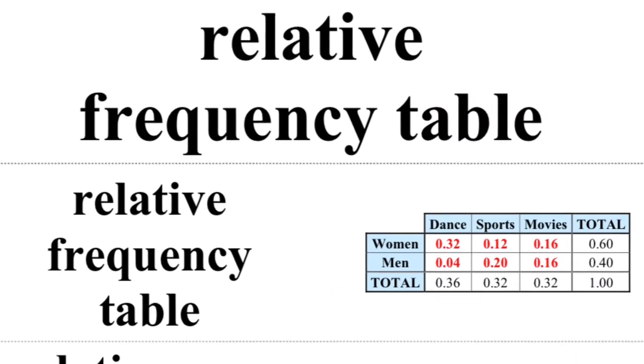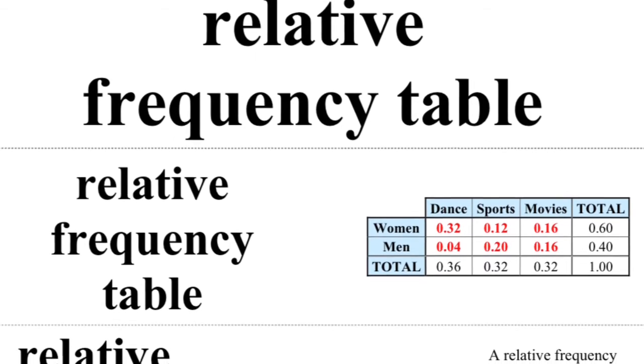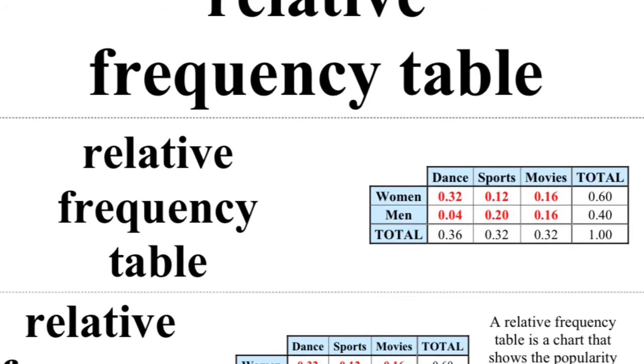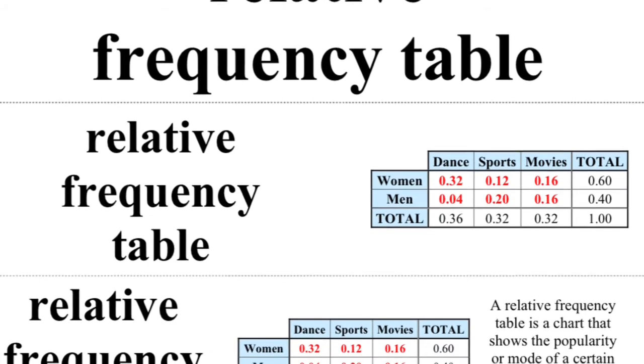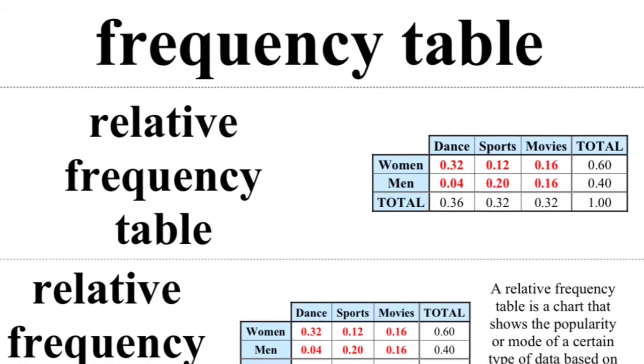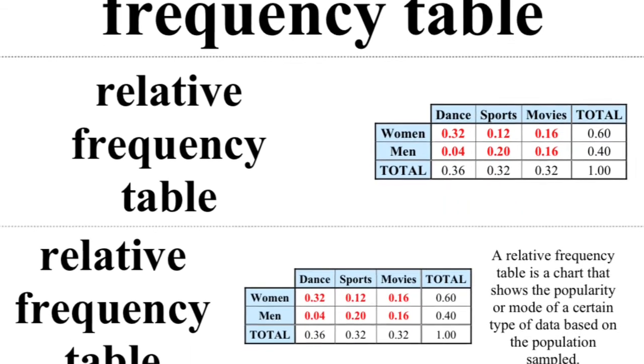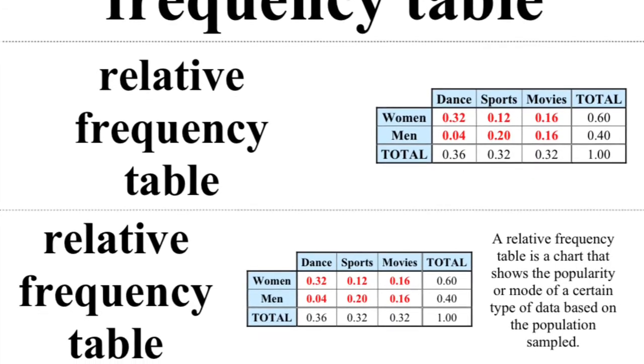A relative frequency table is usually a chart that represents a group of people being surveyed. The numbers inside the relative frequency table represent a percentage of people who like or dislike a certain thing. They always add up to 100%, and that can be seen on the bottom right of the table.